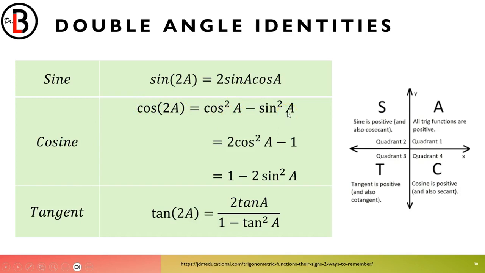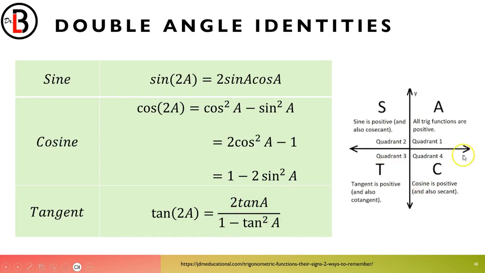However, when we apply the Pythagorean identities, removing sine, that's actually equivalent to 1 minus cosine squared. That's why you'll have 2 cosine squared a minus 1. However, when I remove the cosine squared a and replace that with 1 minus sine squared a, it becomes 1 minus 2 sine squared a. Whereas for tangent, it's basically 2 tangent of a all over 1 minus tan squared a.